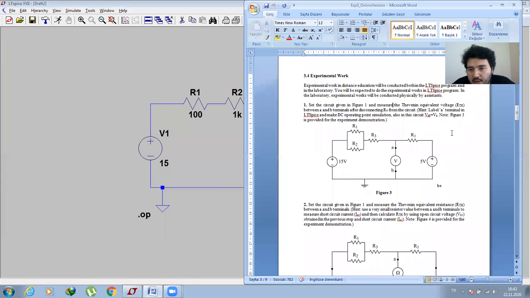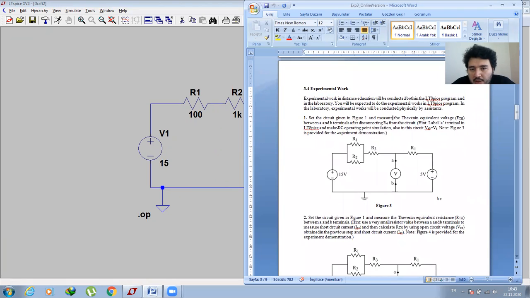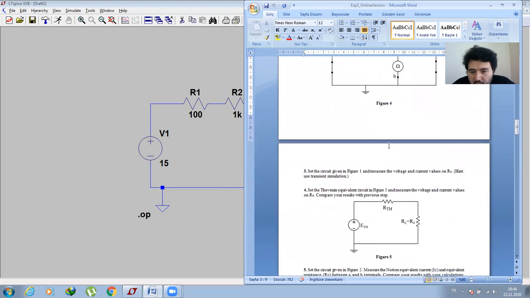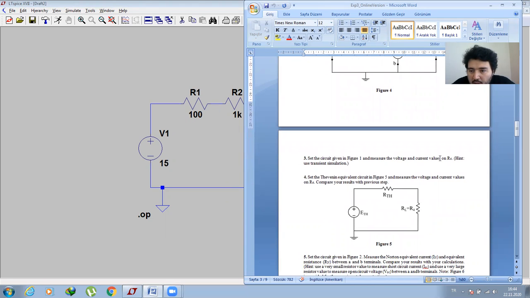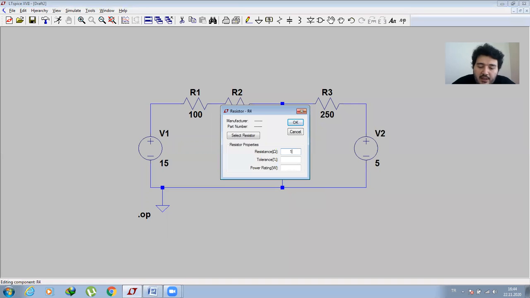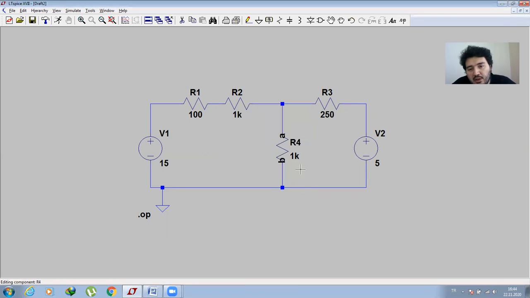So I'm looking at my experiment sheet. We can obtain the Thevenin voltage and current. We did this one. We measured the short circuit current. And it says to use transient simulation and measure between these nodes with load resistance. So I can change my resistance. For example, I want to select 1 kilo ohm as my load resistance.